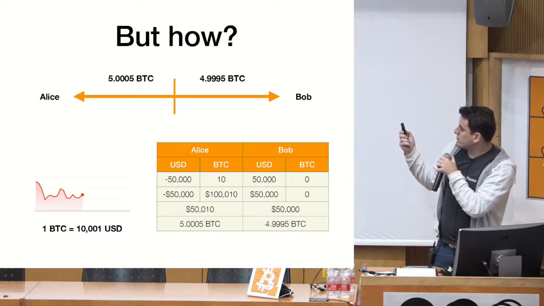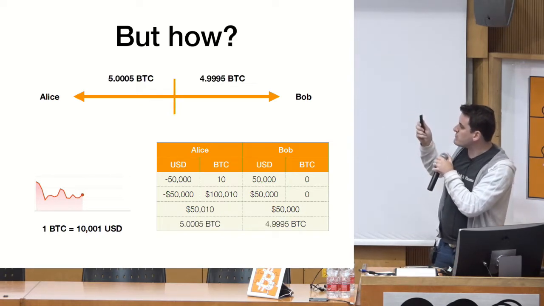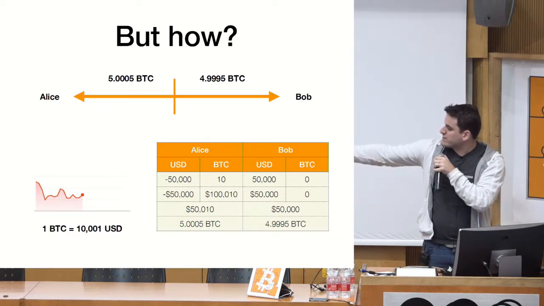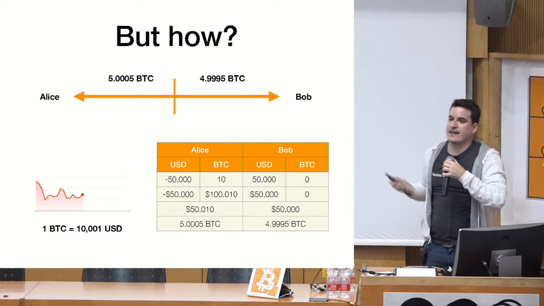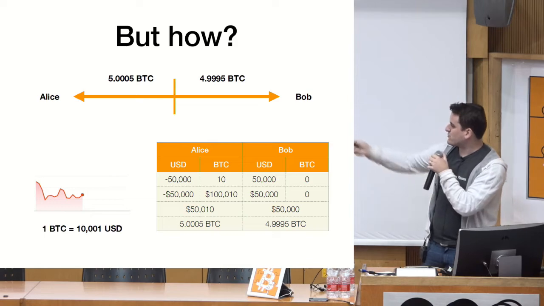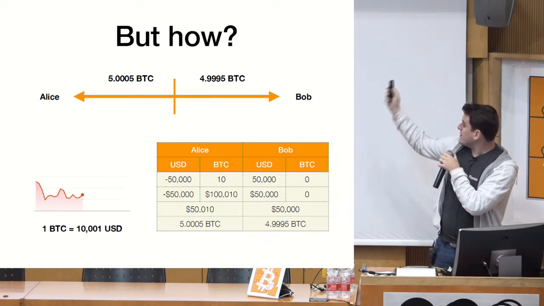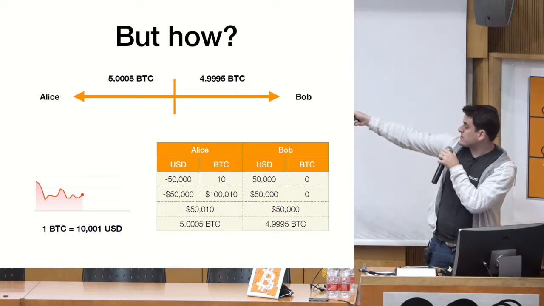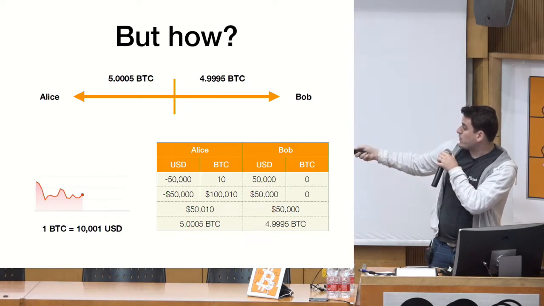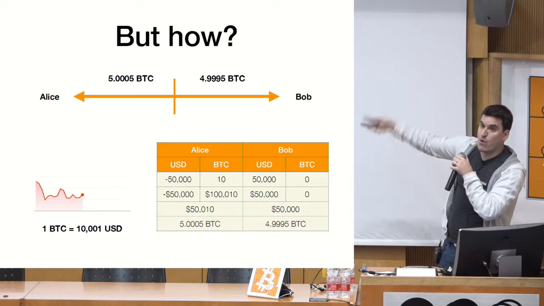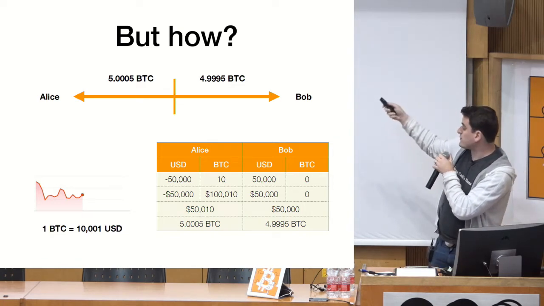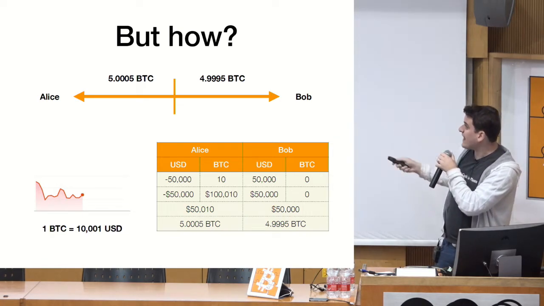All right, so let's just do one tick, just one moment in time. The price of Bitcoin has gone up by $1. Let's say this happens every 5 seconds. So just 5 seconds later, the price of Bitcoin has gone up by $1. In response, Alice's position is now worth 0.0005 Bitcoin more than it was before, and Bob's position is worth 0.0005 Bitcoin less.